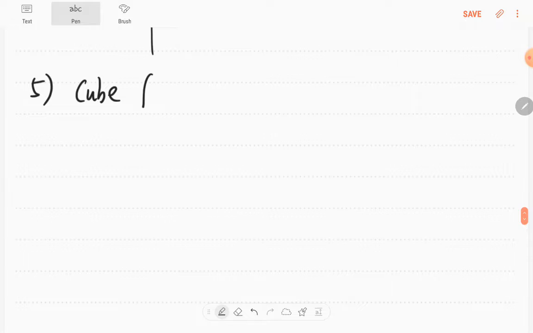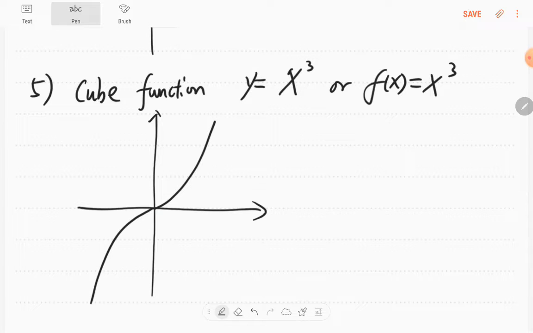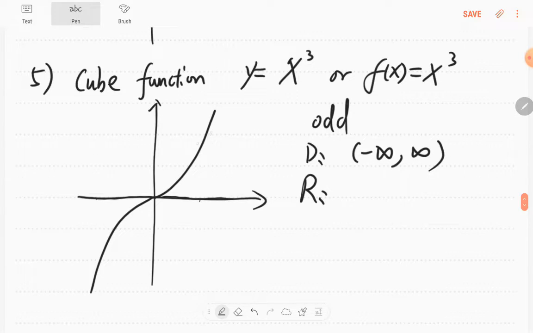Cube function: y equals x cubed, or f of x equals x cubed. The graph is this one. From the graph, it is symmetric with respect to the origin, so this is an odd function. The domain is all the x values you can plug into the equation, from negative infinity to infinity. The range is all the y values corresponding to the points on the curve, which is again negative infinity to infinity.